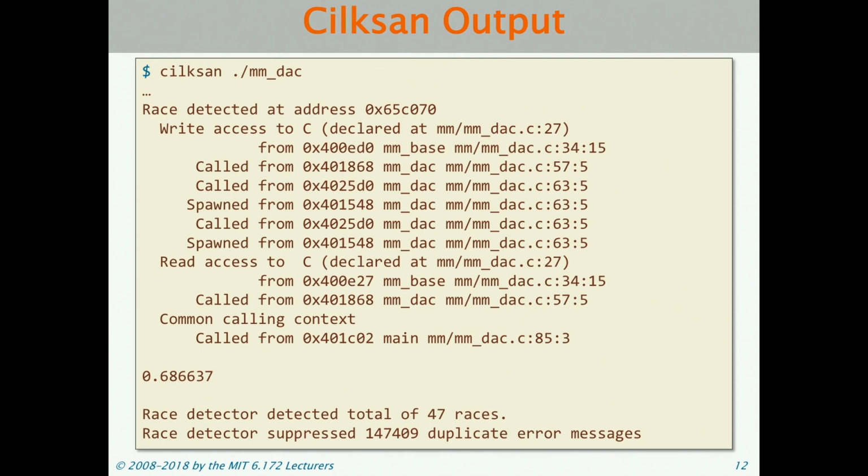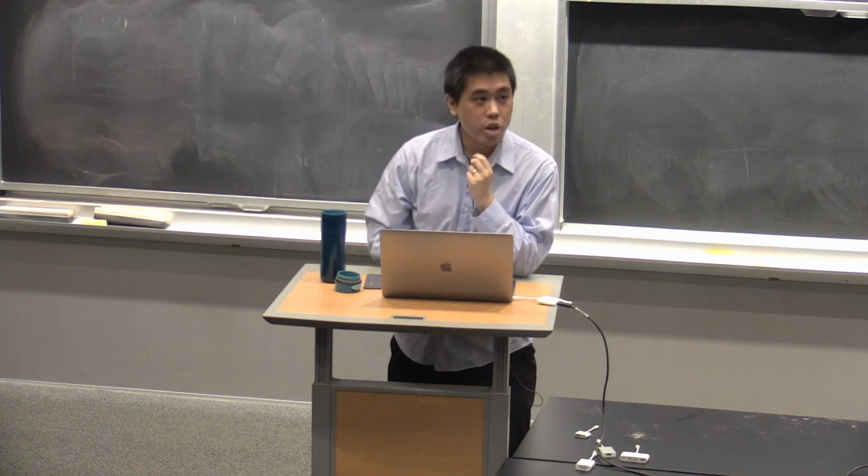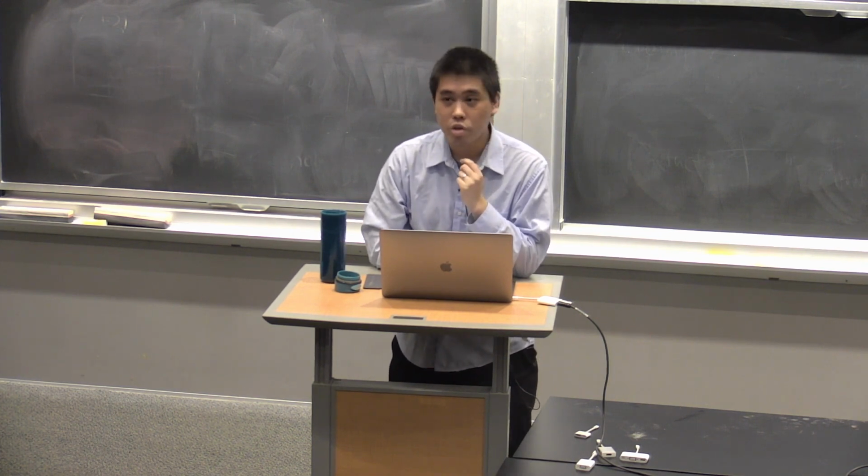Here's an example of the output that's generated by Cilksan. So you can see that it's saying that there's a race detected at this memory address here, and the function, the line of code that caused this race is shown here, as well as the file name. So this is a matrix multiplication example. And then it also tells you how many races it detected. OK, so any questions on determinacy races?